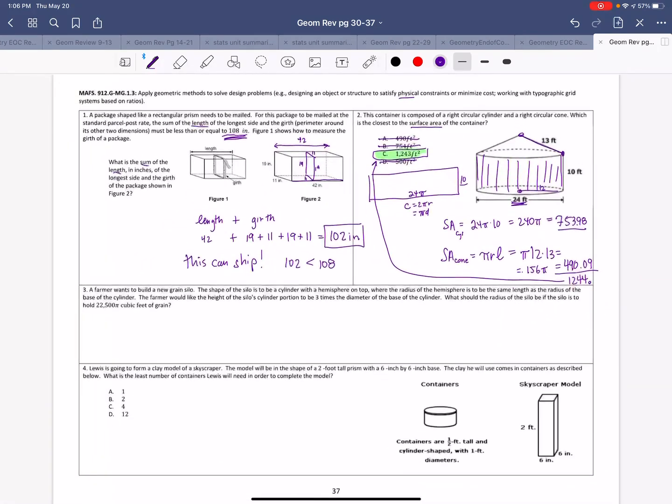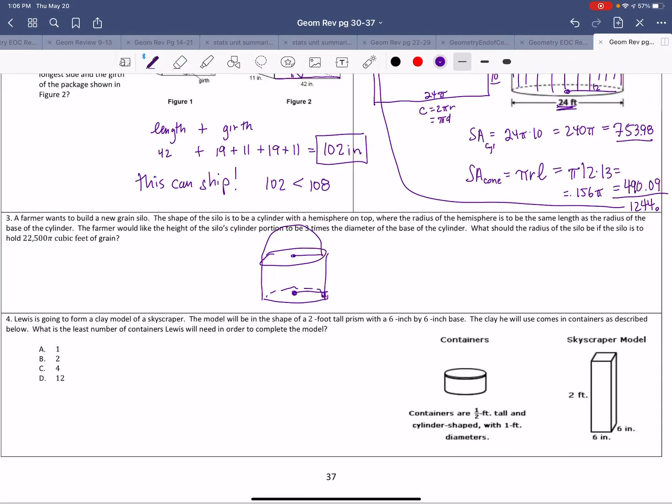Nice work. All right, question number 3. A farmer wants to build a new grain silo. The shape of the silo is to be a cylinder with a hemisphere on top, with the radius of the hemisphere the same length as the radius of the base. So that and that are the same. The farmer would like the height of the silo cylinder portion to be 3 times the diameter of the base.